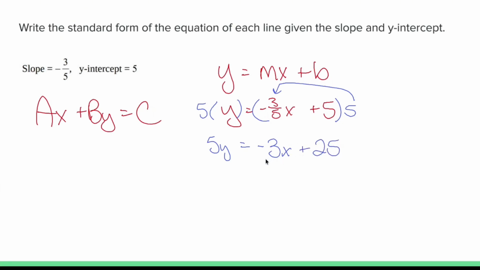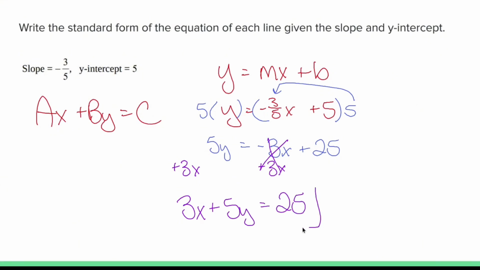Now, in order to get that -3x from the right side to the left side, I'm going to add 3x to both sides, like so. The 3x and the 5y on the left don't combine. 3x plus 5y is going to equal 25. And that is your answer in standard form, baby.